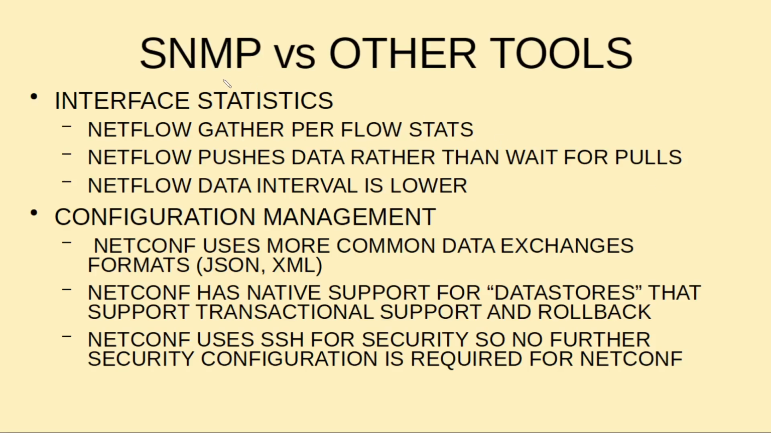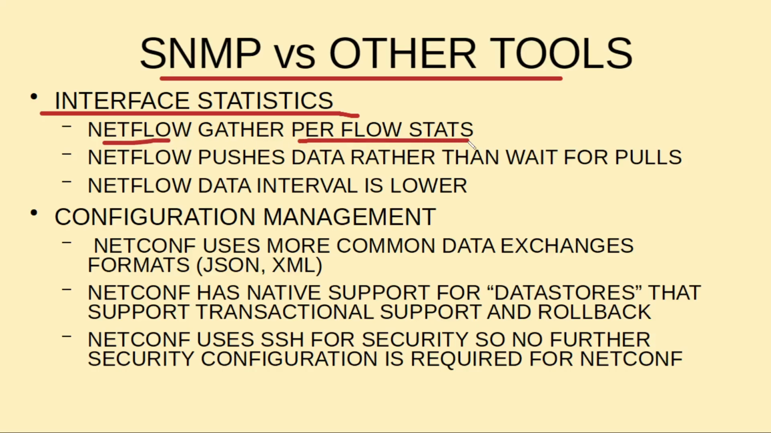Let's compare SNMP to other tools. For instance, when it comes to gathering interface statistics, we have better tools out there. For instance, we can use NetFlow. NetFlow is based on per flow stats, so we gain more detail than the data that we can gather with SNMP. We can now know what are the statistics per source IP address, destination IP address, protocol number, layer 4 port numbers, and so on.